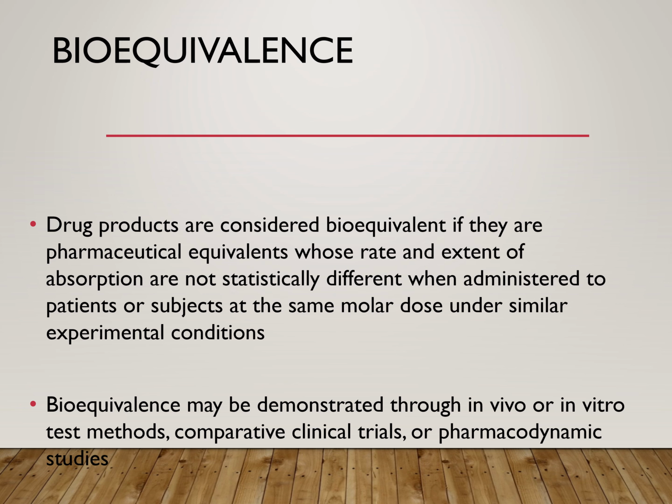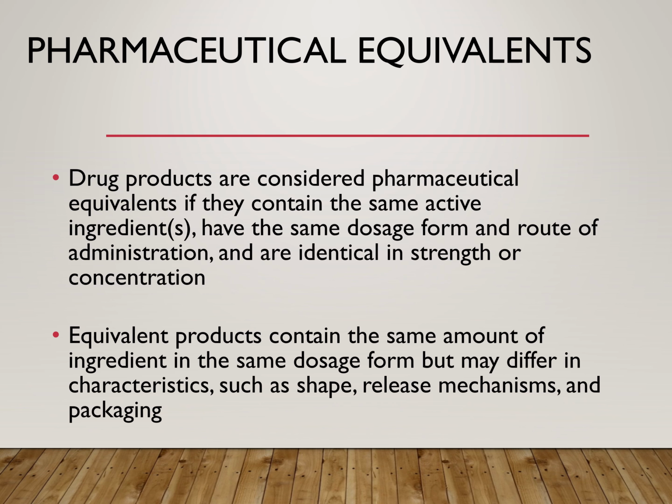It may be demonstrated through in vivo tests. What is in vivo? It may be done in animals or human beings. And what is in vitro? In vitro means outside the body, performed in the laboratories. It is mentioned that equivalence may be demonstrated through in vivo or in vitro test methods, comparative clinical trials, or pharmacodynamics.